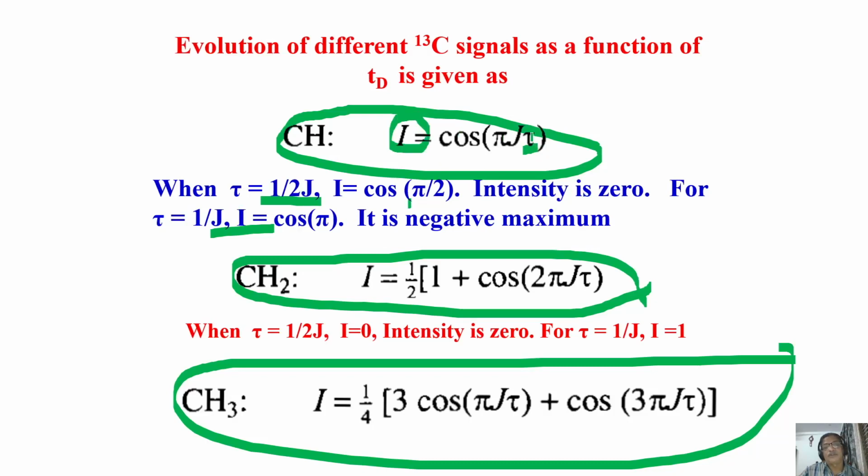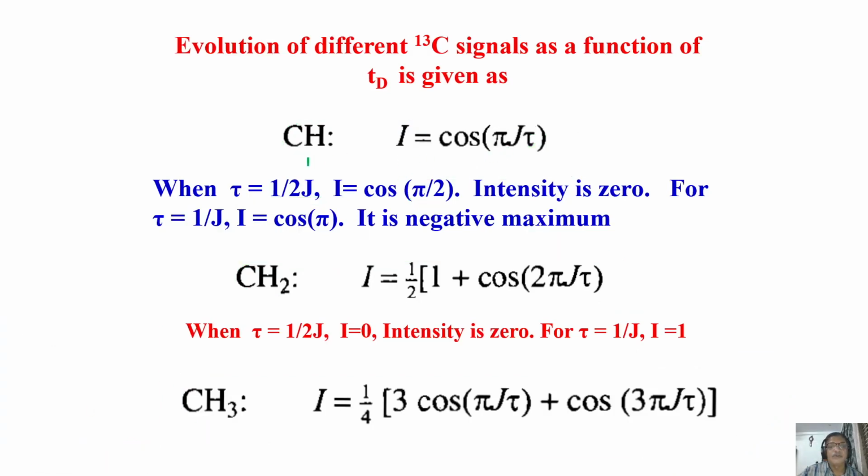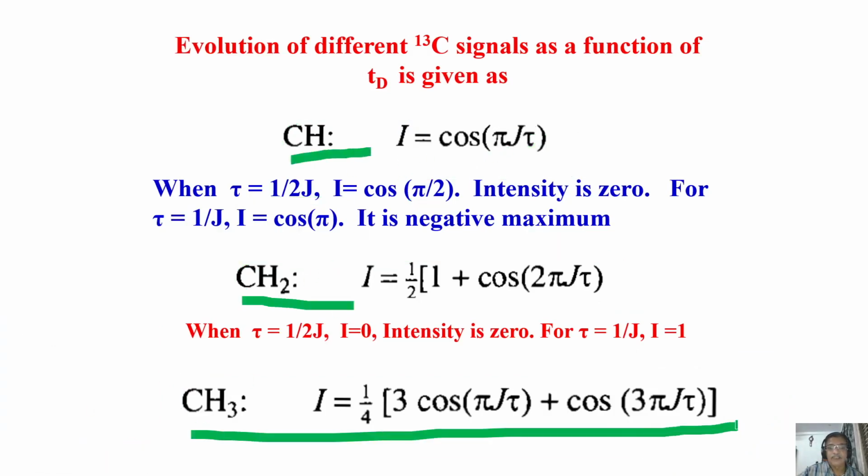With tau equal to 1 over 2J, J cancels out, pi by 2, cos pi by 2 is 0. You know that, that's why CH becomes 0. On the other hand, when tau is equal to 1 over J, this cancels out, it is cos pi, so it's a negative maximum. So these are the equations which define the intensity pattern. I did not go into the mathematics of it, it's a huge calculation. But remember, the intensity as a function of tau for CH, CH2 and CH3 can be given like this. As you plug in the values of tau, you know when it is maximum and when it is minimum.